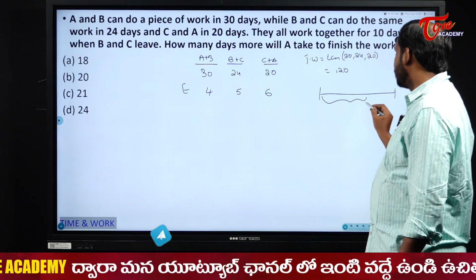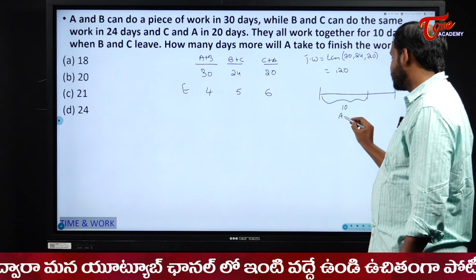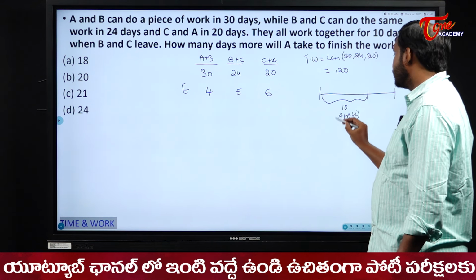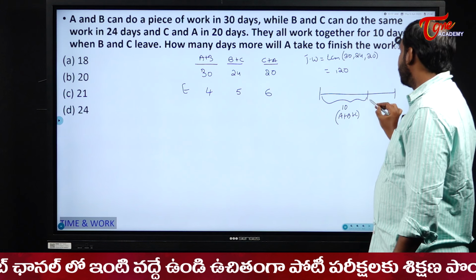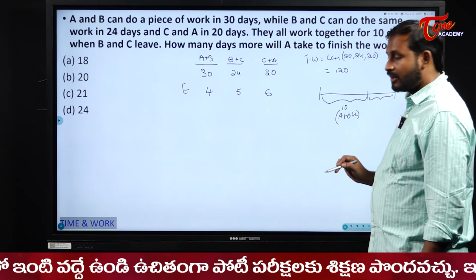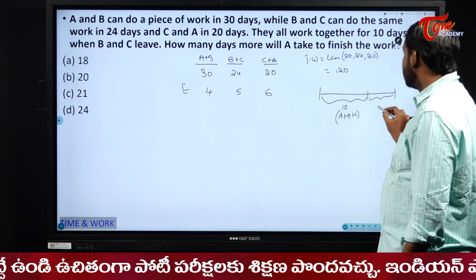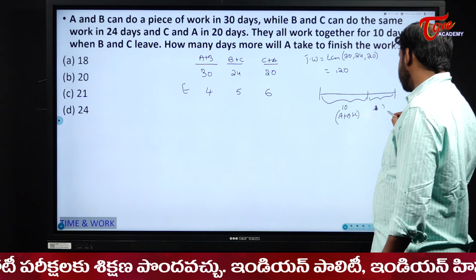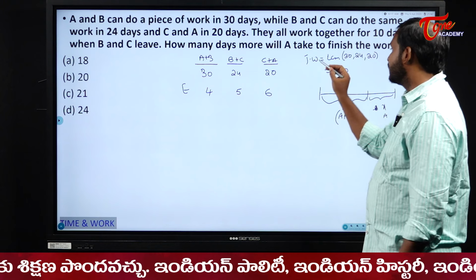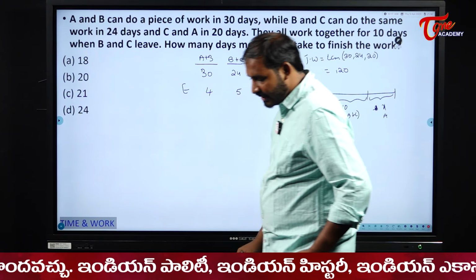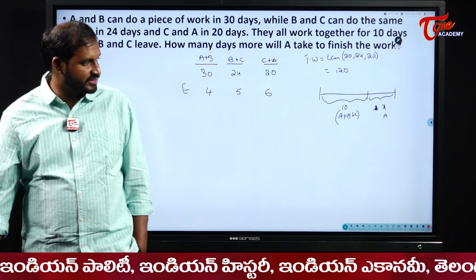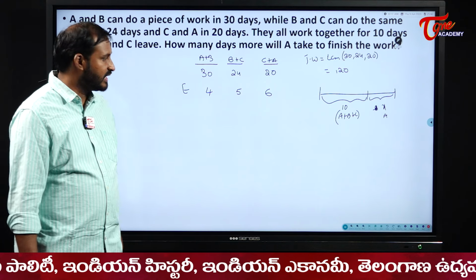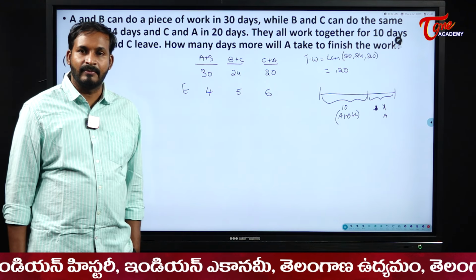All three, A plus B plus C, worked for 10 days, and then B and C left. Now who is working for me? Only A is working. Let us assume A is working for some X days. Like this, they finished my total work of 120. First of all, I should know their combined efficiency as well as A's efficiency here, right? Now tell me how we can find their combined efficiency.